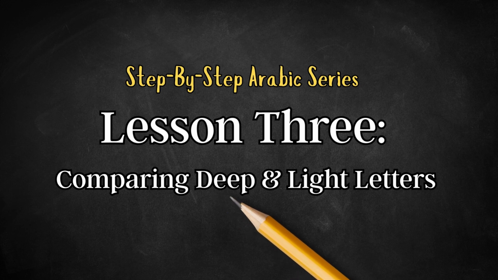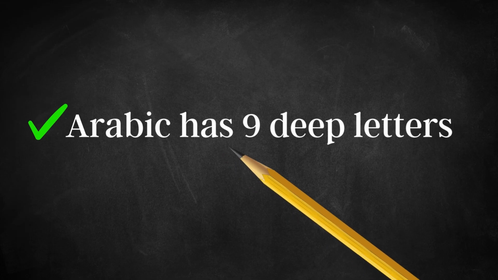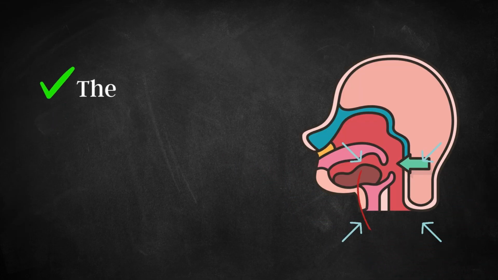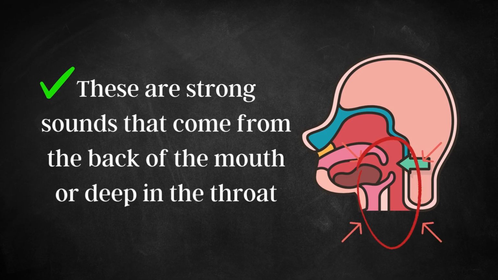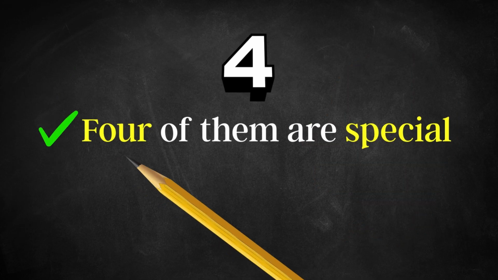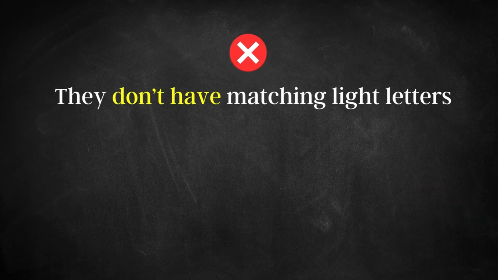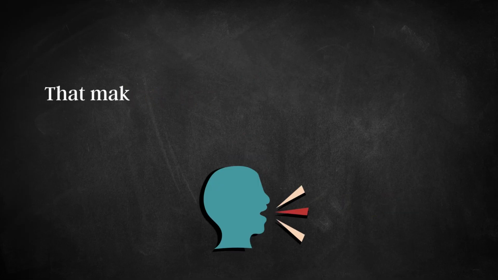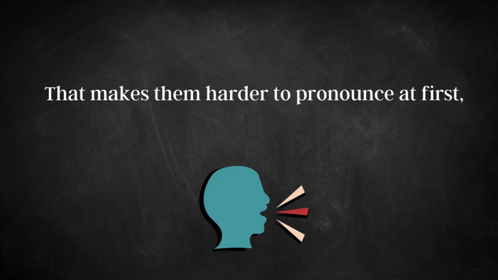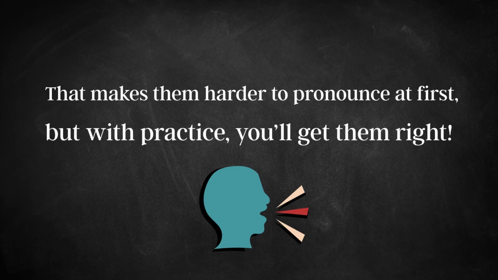Let's compare deep letters with their matching light letters. Arabic has 9 deep letters. These are strong sounds that come from the back of the mouth or deep in the throat. 4 of them are special because they don't have matching light letters and their sounds don't exist in English. That makes them harder to pronounce at first, but with practice, you'll get them right.